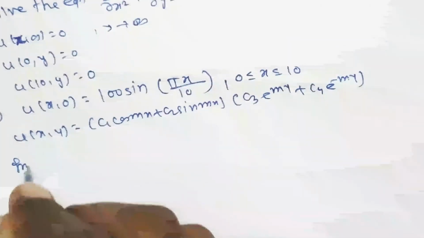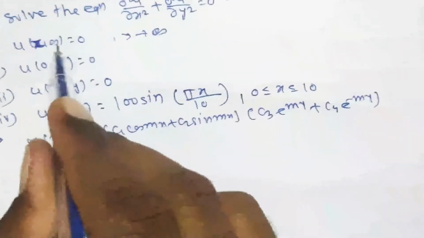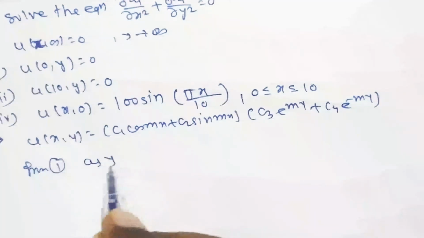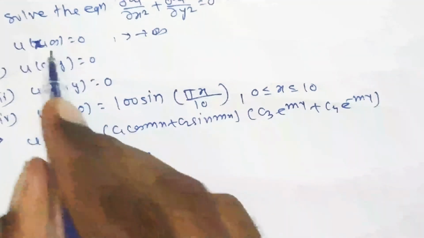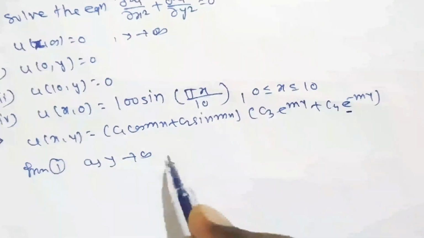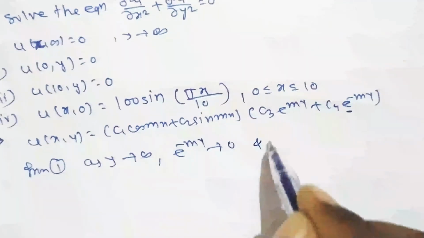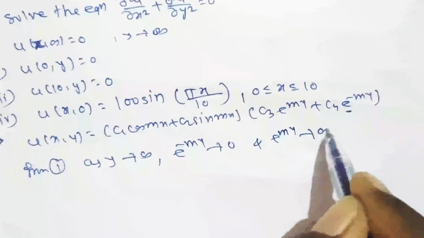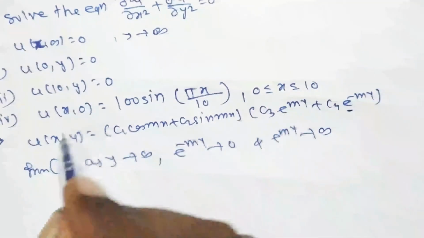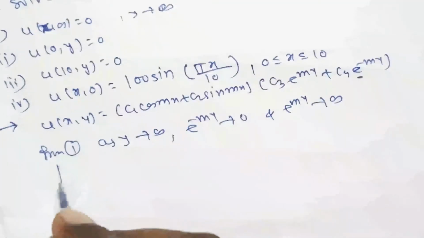Now from the first condition, u(x, ∞) is given, which means y is infinity. So as y tends to infinity, if we put y equal to infinity here, then this term e^(-my) tends to 0 and e^(my) tends to infinity. So if we put e^(my) equal to infinity, then we get the value of u(x, y) as infinity. But we know that temperature is always finite.